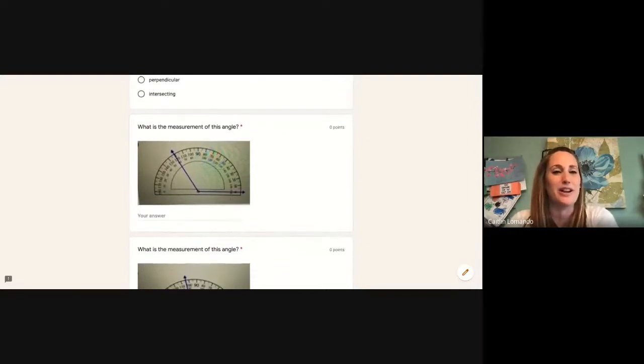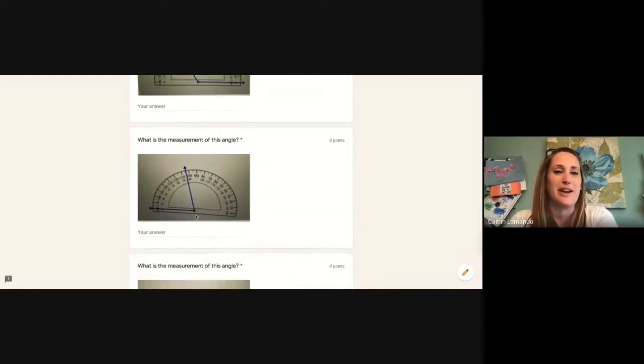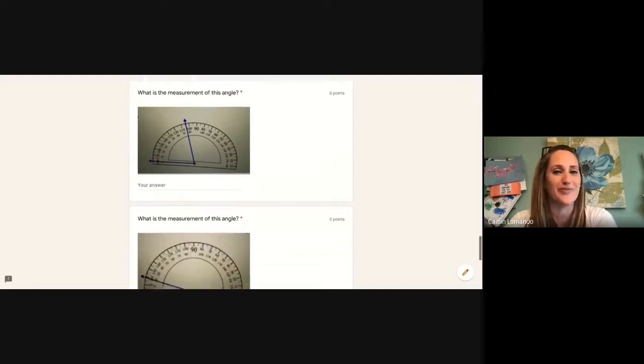Our next one, what is the measurement of this angle? Well, first, when I look at this angle, I can tell that it's definitely an obtuse angle. So how many degrees does it measure? In my next image, again, I'm trying to find the measurement of this angle. If I look at it, it's definitely an acute angle. How many degrees does it measure?